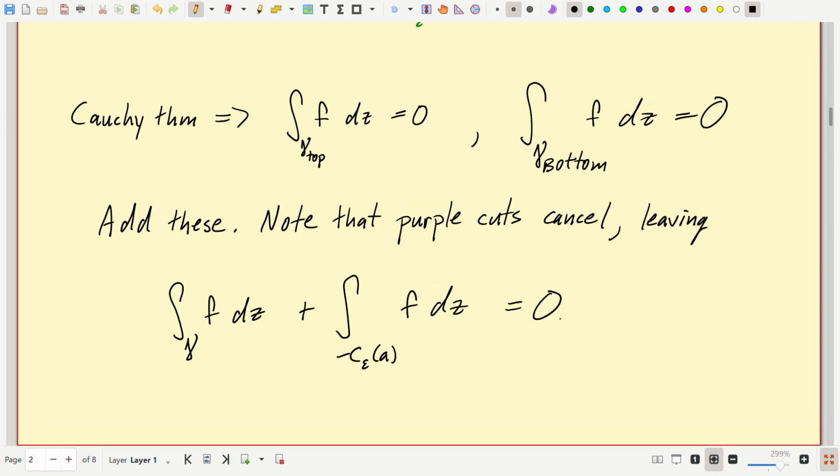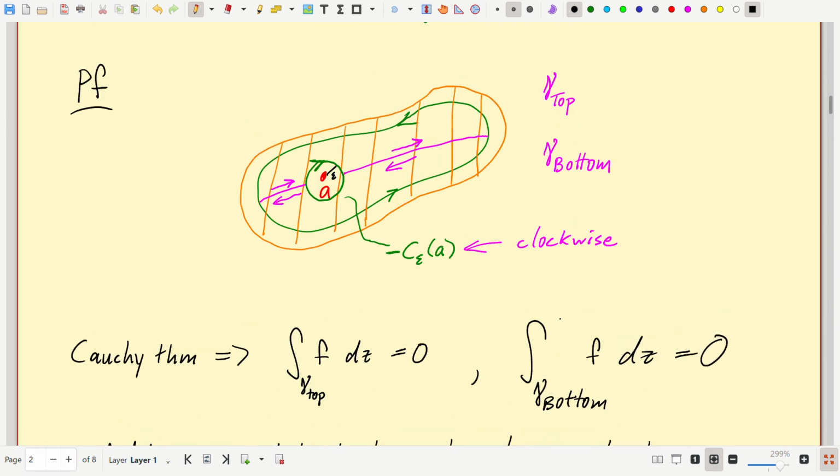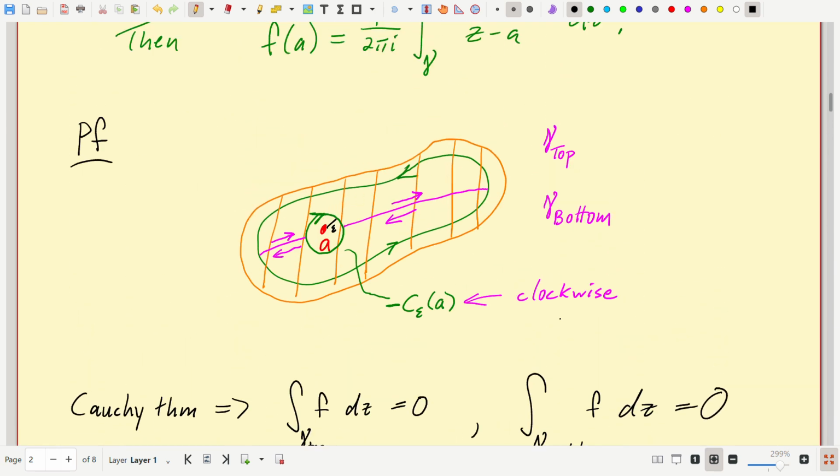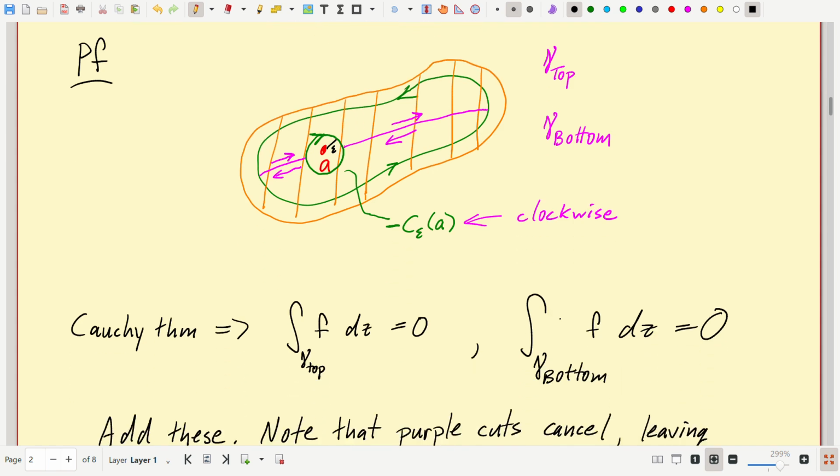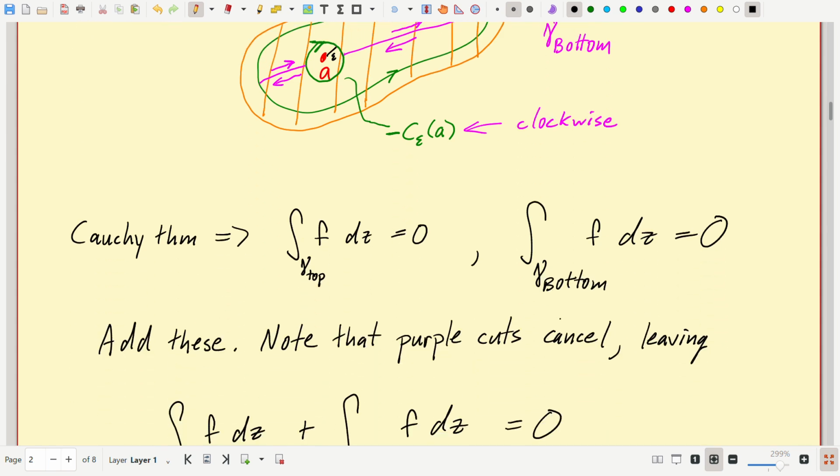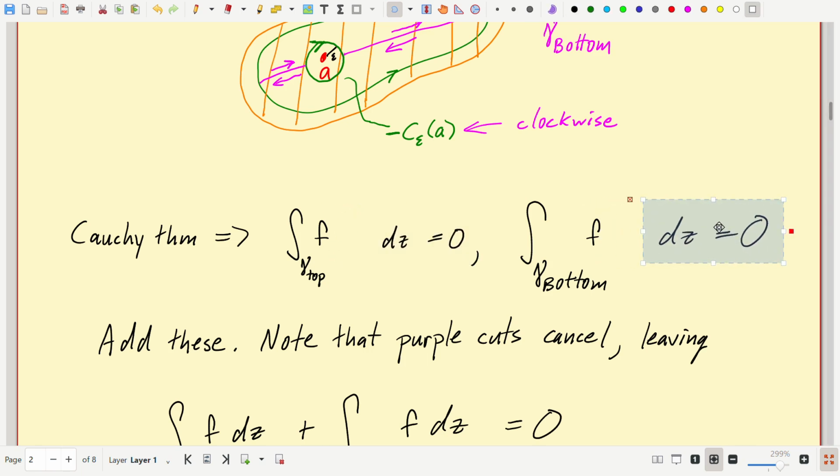Oops, what am I doing? I'm sorry. I want to integrate the Cauchy integral. My thing inside the integral should be the Cauchy integral. I screwed up here, so let's see. Give myself some more space. I'll fix this easily.